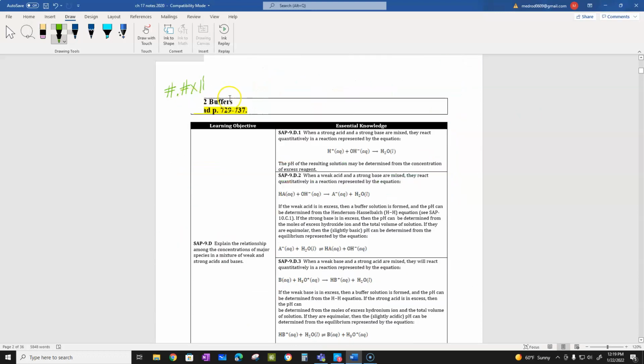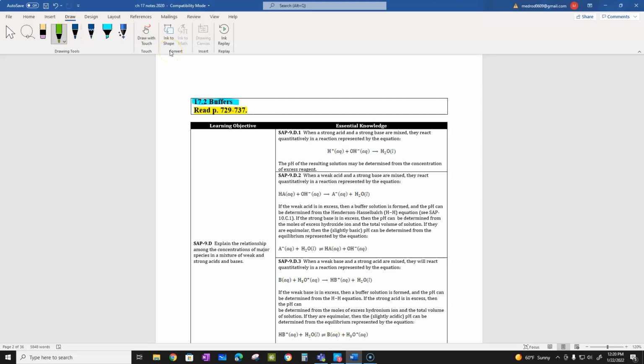Now, 17.2 buffers. I'm not going to lie to you. It's one of those topics that's kind of like that headache topic, but it's so important because get ready to see how many learning targets there are, okay? So let's break this down.